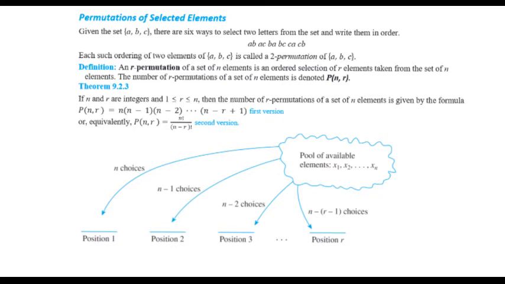So using the multiplication rule, you can multiply n by n minus 1 by n minus 2 all the way to n minus R plus 1 to find the total number of ways that we can find an ordered selection of R elements out of these n possible elements.